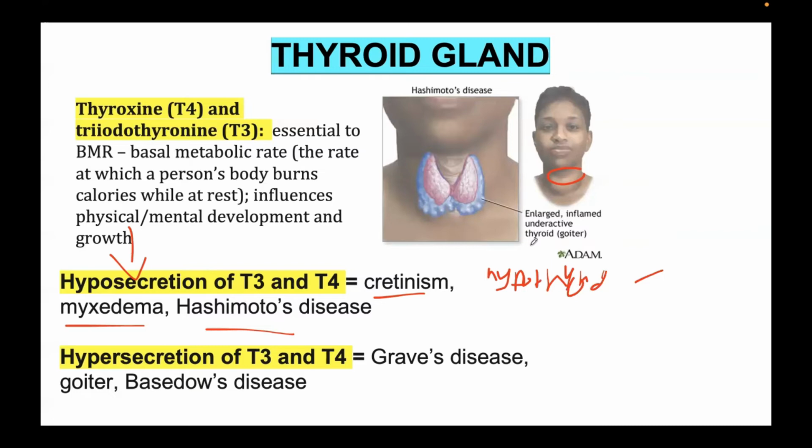And kapag naman po hypersecretion ng T3 at T4, doon na pumapasok yung mga Graves' disease, yung mga goiter, and then Basedow's disease. Pag mga hypersecretion, yun yung mga malalaki na yung mga mata. Diba ito, sobrang payat po ng mga pasyente natin na merong hyperthyroidism or hypersecretion of T3 and T4.